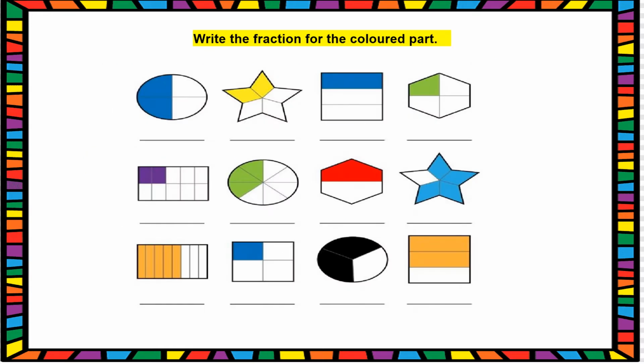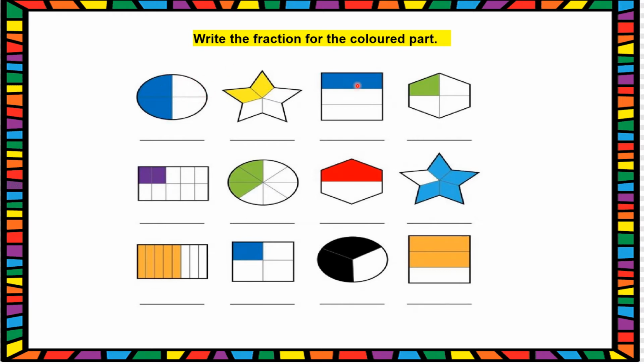Now let's get into the fractions workbook. This is the first worksheet. Here the whole has been divided into different parts and it has been colored, you can see, and we have considered different shapes here. It need not always be a circle. It can be any shape, but the parts have to be divided into equal parts. You have to write the fraction for the colored part.